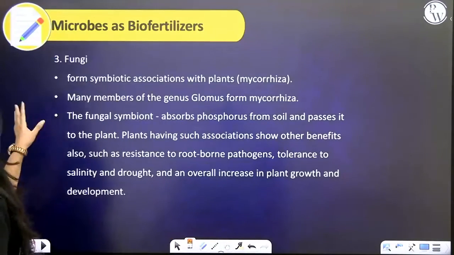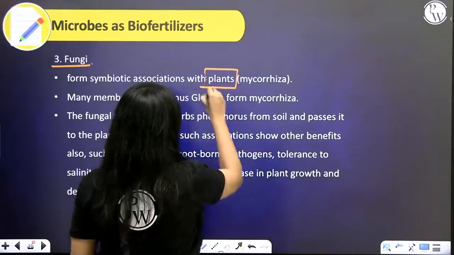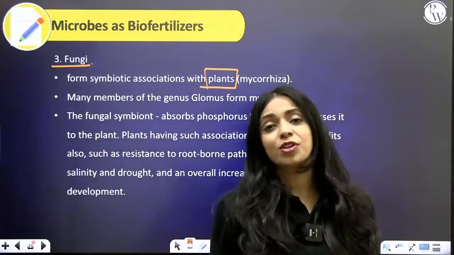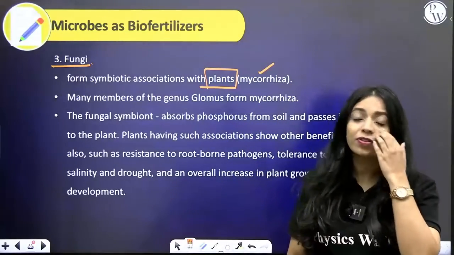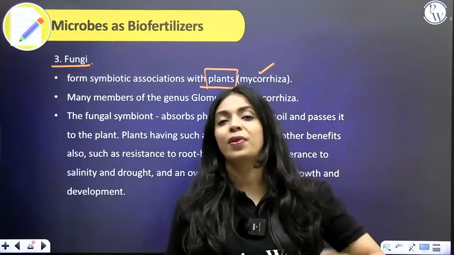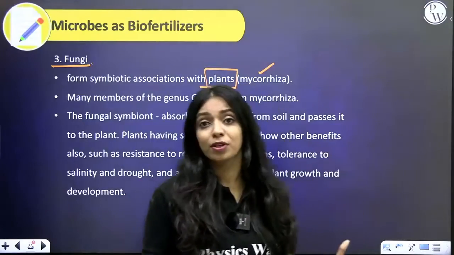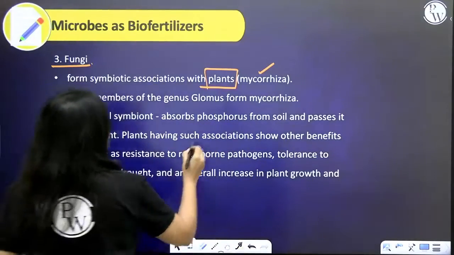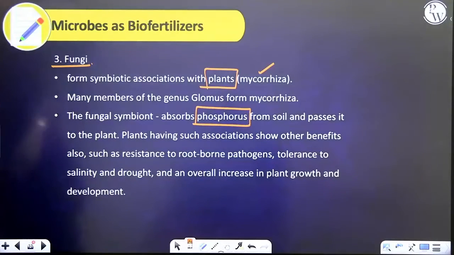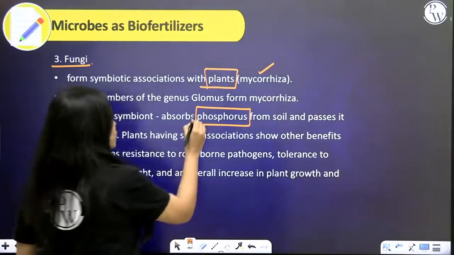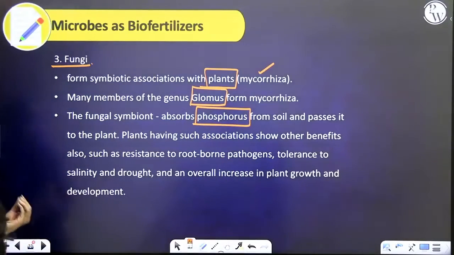Coming to fungi, fungi are known to form symbiotic association with the roots of higher plants like gymnosperms and angiosperms, where they form mycorrhizal associations. Because of the mycorrhizal associations, the roots of the plants will have the ability to absorb water and minerals better from the soil, specifically phosphorus. They will help in enhanced absorption of phosphorus from the soil and pass it on to the plant. One example for that is the genus Glomus. The fungal genus Glomus is known to form mycorrhizal associations.